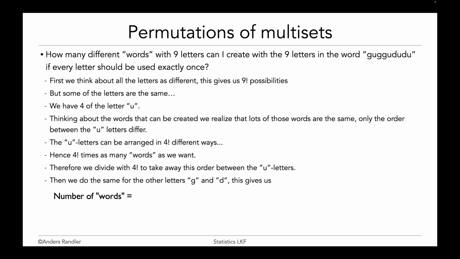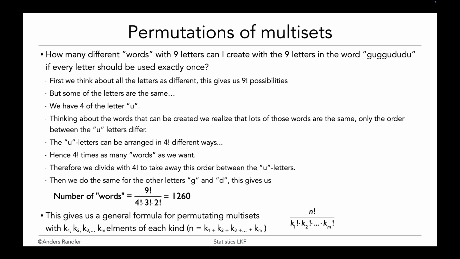So that means in the end, what we actually have is 9 factorial if we treat all the letters as different. But if we want to take away the order between the U's, we have to divide with 4 factorial. When it comes to the G's, it's 3 factorial. And the D's is 2 factorial. So in the end, what we have left is quite a bit less. So only 1,260 different words.